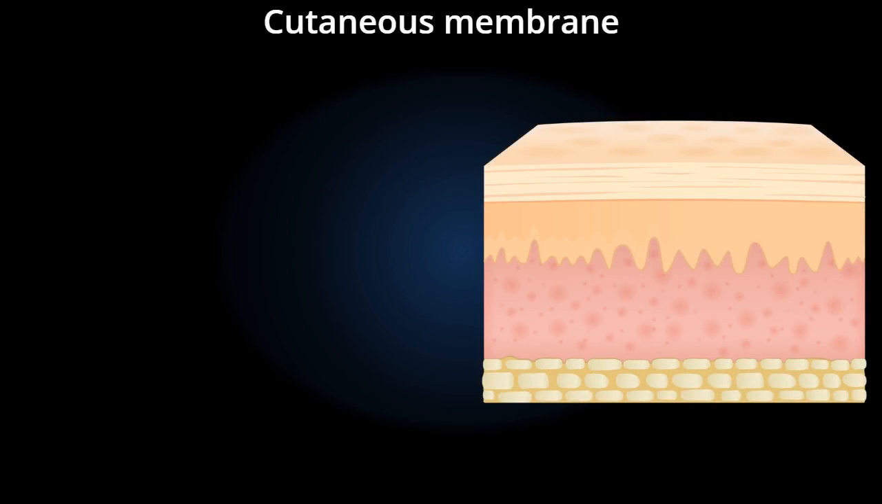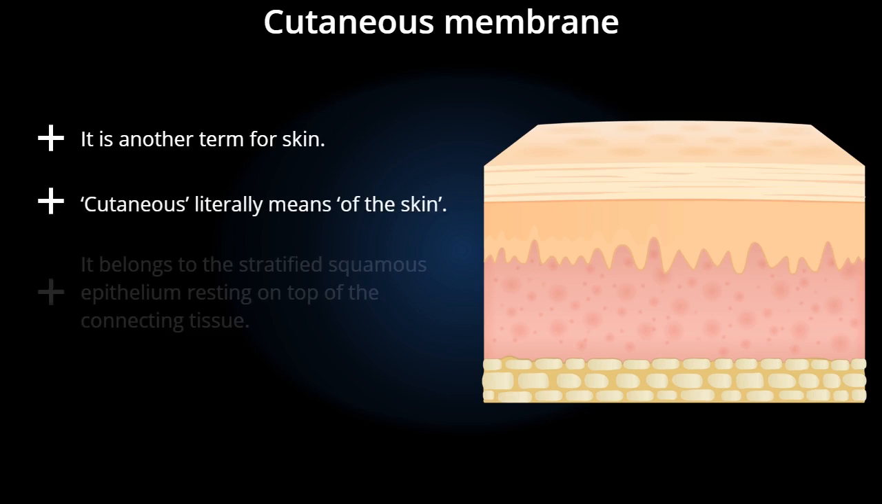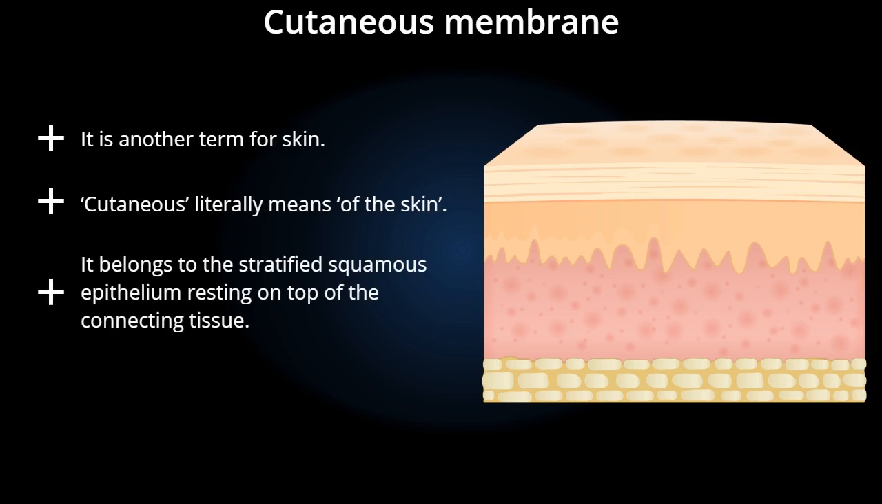The last type of epithelial membrane is the cutaneous membrane. Broadly speaking, it is just a fancy term for skin. The term cutaneous literally means of the skin. It belongs to the stratified squamous epithelium, resting on top of the connective tissue.